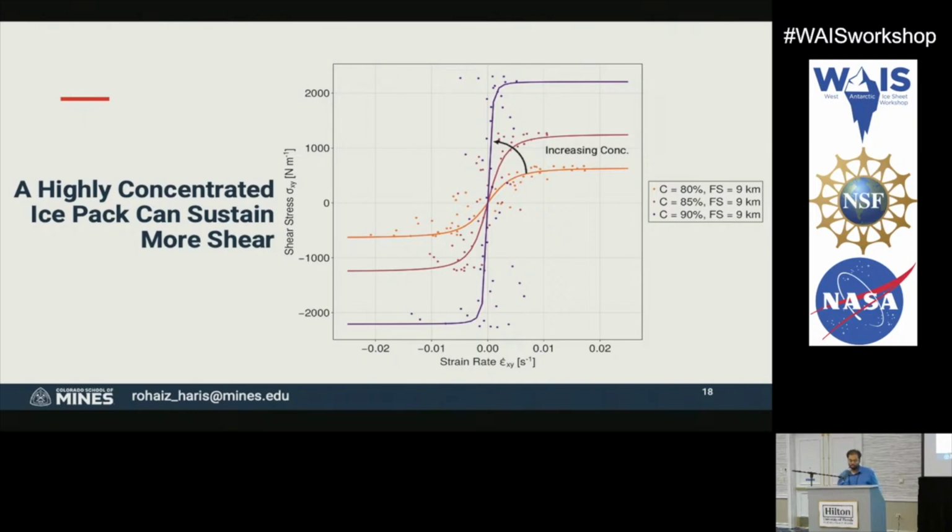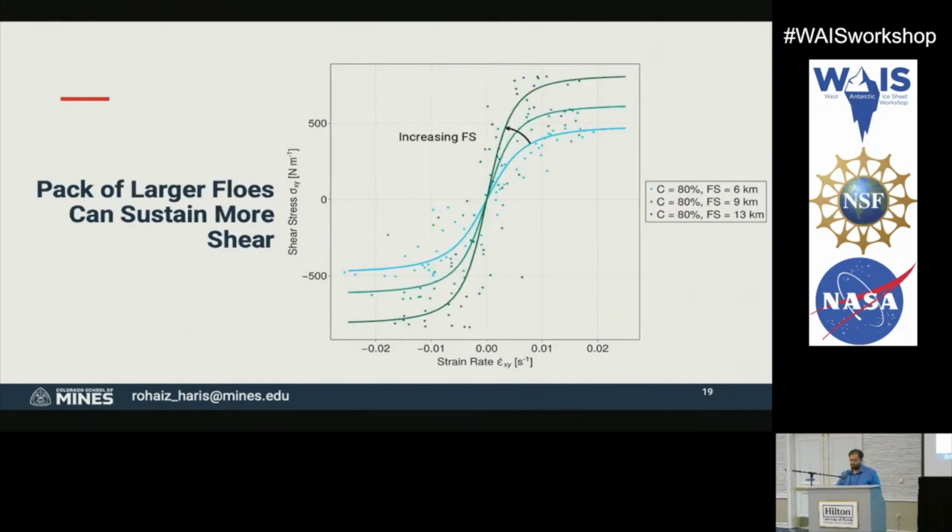And now when we plot experiments of varying concentrations, we can see that within this linear regime, the slope of the strain rate curve is actually increasing, which is indicative of a highly concentrated pack being more efficient at transferring momentum meridionally across the pack. And we can also see that a highly concentrated pack can sustain higher shear stresses. We see a similar dependency on flow size, where as you increase the flow size, your pack of larger flows is more efficient at transferring momentum meridionally, and it's also able to sustain more shear.